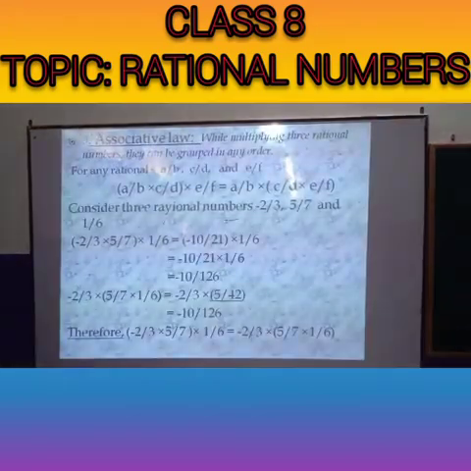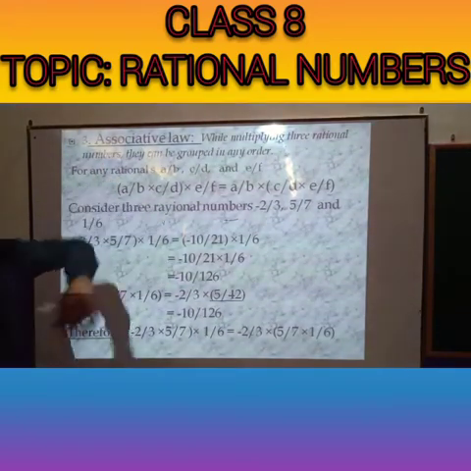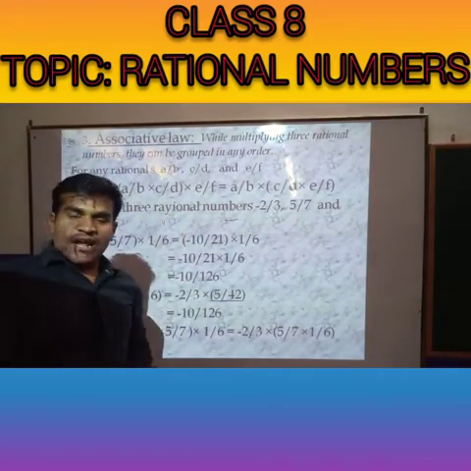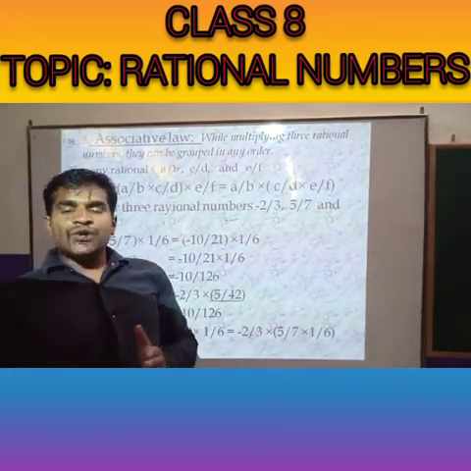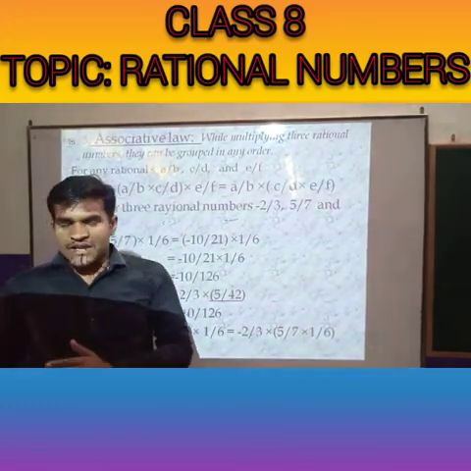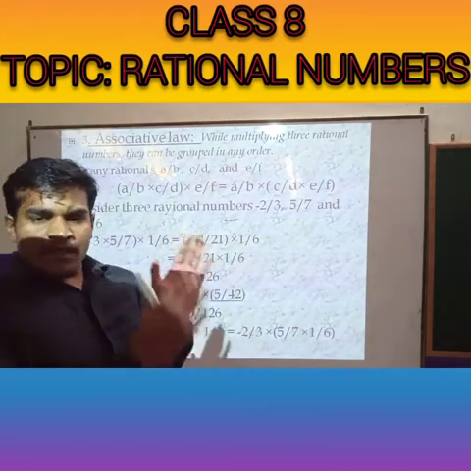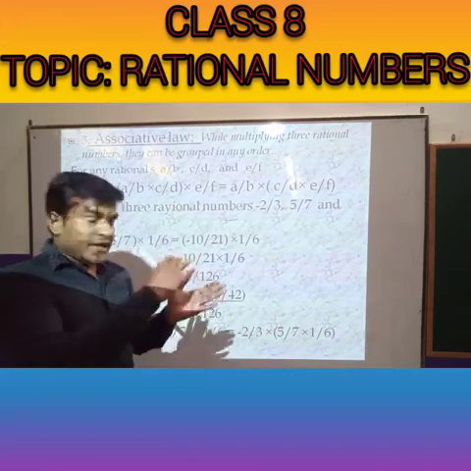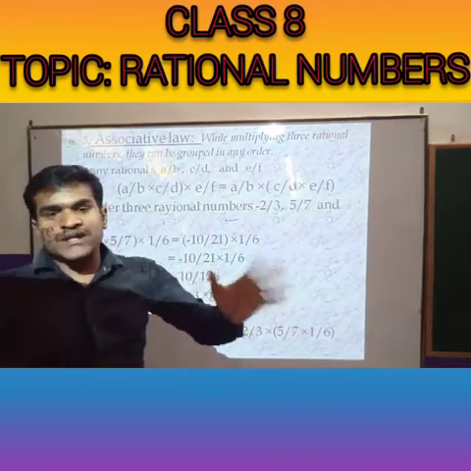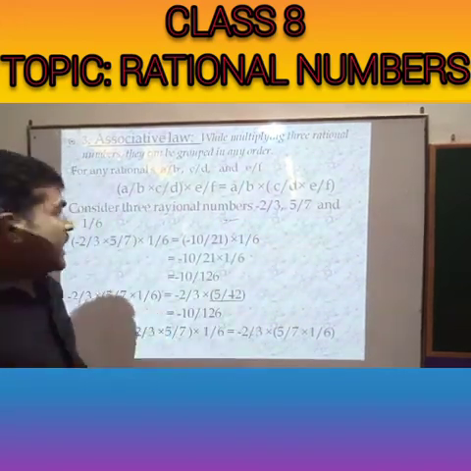Now associative law. In the last class we learned associative law for addition, and in this class we are going to learn associative law for multiplication. There we learned that while adding three rational numbers, they can be grouped in any order. But here, while multiplying three rational numbers, they can be grouped in any order.